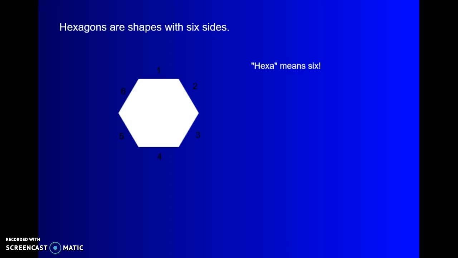So we need to remember, quad means 4, penta means 5, and hex means 6. So that means a quadrilateral has 4 sides, a pentagon has 5 sides, and a hexagon has 6 sides.